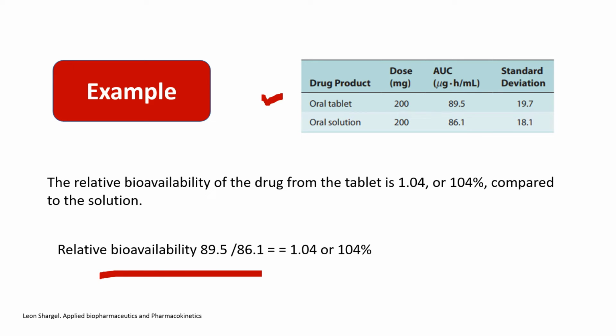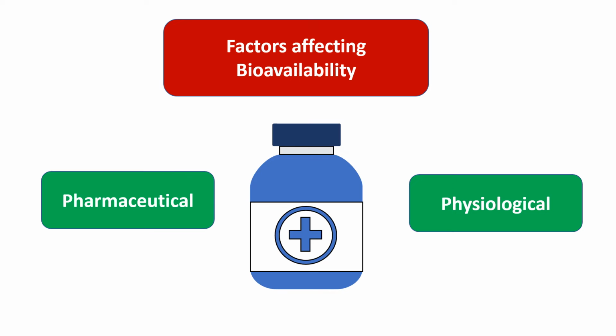The accepted range is 80 to 125, so I think it fits into that range, and you can say that whether you take the oral tablet or oral solution, we don't have much difference in the output and the concentration of the drug. Generally, there are two main factors that affect bioavailability. One is the pharmaceutical component and one is the physiological component. Let's try to understand that.